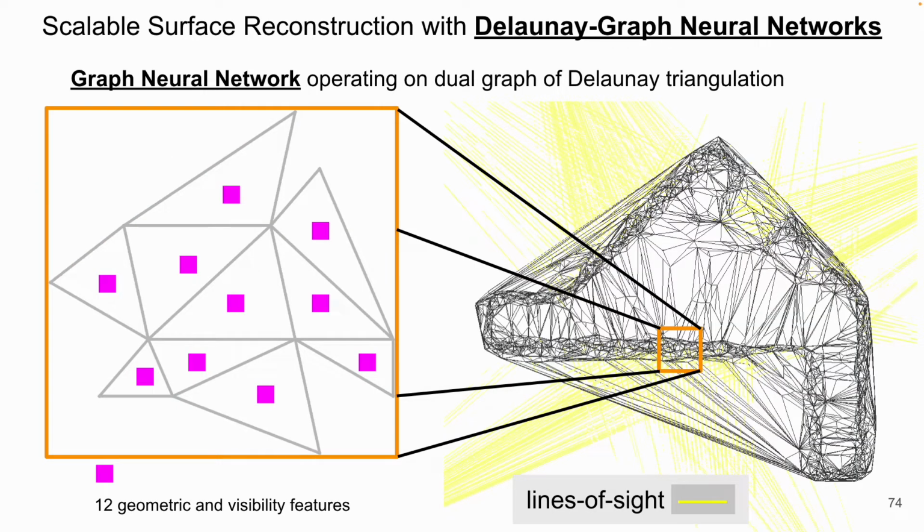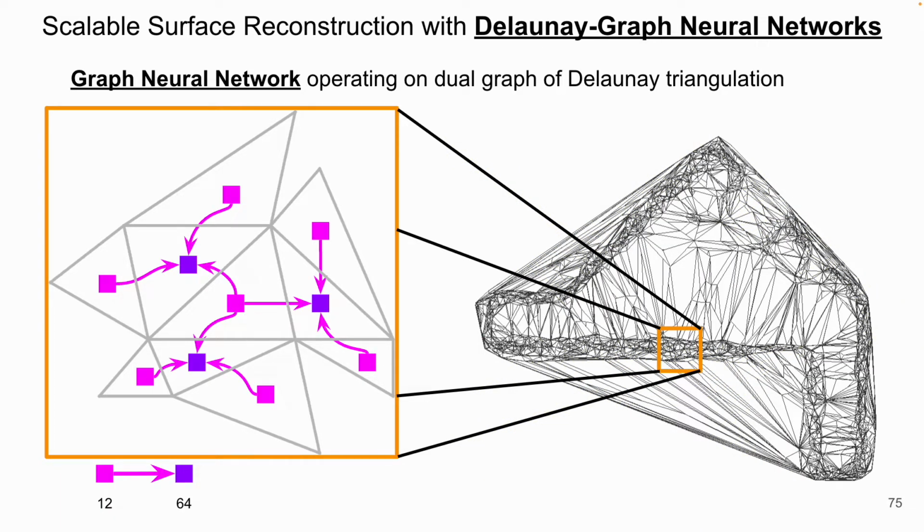So how do we compute these likelihoods? First, we initialize all tetrahedra in a small subgraph with visibility and geometric features. I'm not going to go into detail about the features, but what is important to mention is that the features are all inherently rotation and translation invariant. And we only standardize the features per object to have zero mean and unit variance.